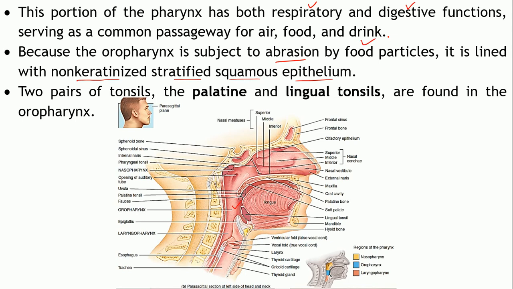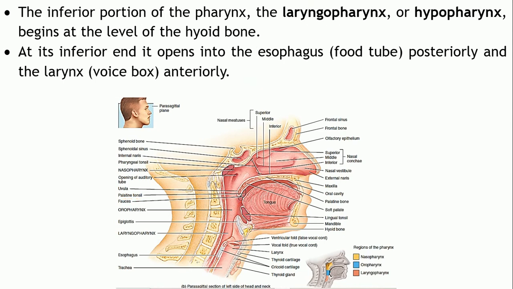Okay. Apart from that, there are two pairs of tonsils also which are present, that is the palatine tonsils and the lingual tonsils. Okay, so they are paired in nature, one on either side. Okay, so that's the palatine tonsil. Okay, so we have seen the location of this palatine tonsils also, and apart from that, one more type of tonsil, that is the lingual tonsil, is also present. So these are paired in nature on either sides. Okay, so these are located in the oropharynx.